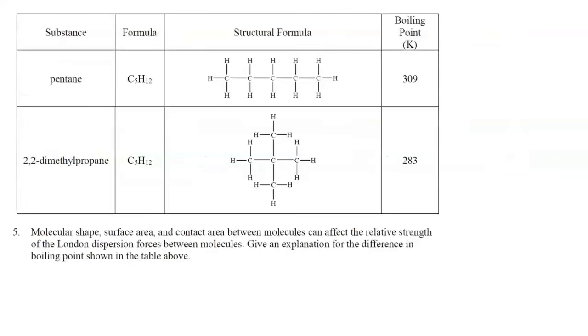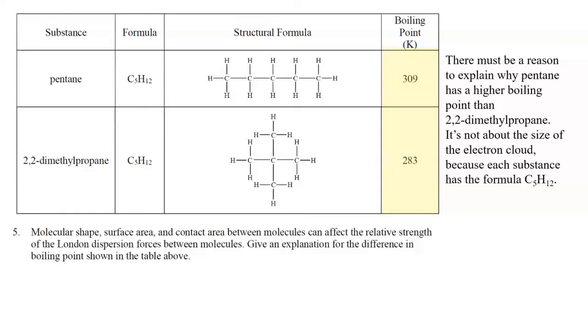Let's take a look at question 5. We are given two different substances, pentane and 2,2-dimethylpropane. They have the exact same chemical formula, C5H12, but they have different structural formulas and how the atoms are connected to each other. Pentane has a boiling point of 309 Kelvin, whereas 2,2-dimethylpropane has a boiling point of 283 Kelvin. So there must be a reason to explain why pentane has a higher boiling point than 2,2-dimethylpropane.